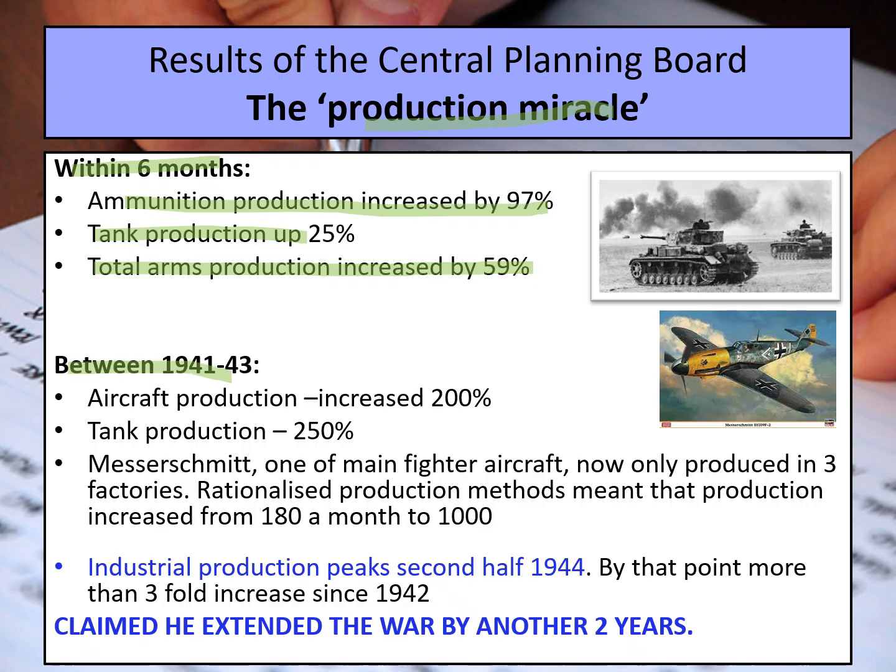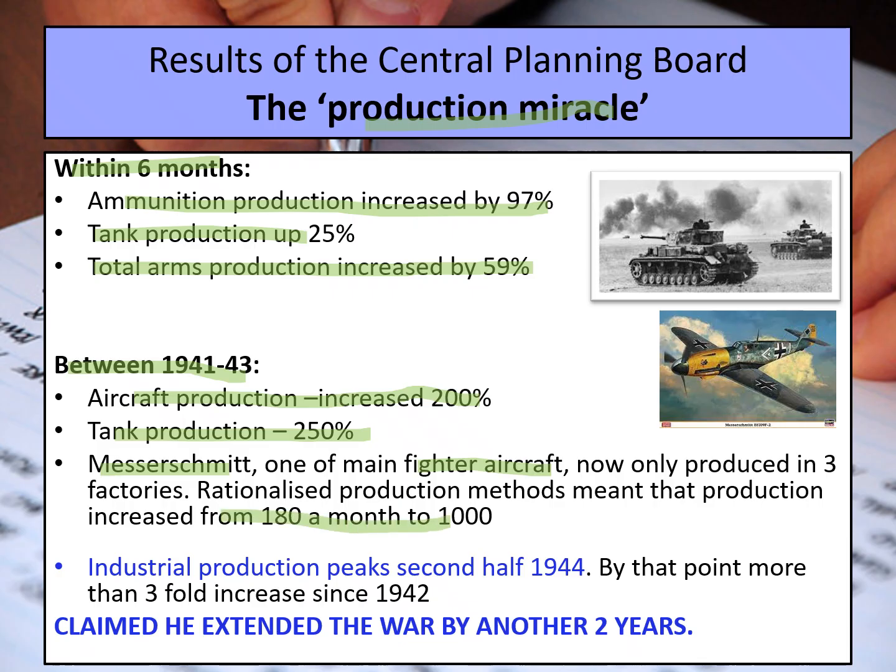If we think generally between 1941 and 1943, aircraft production increased by 200%, tank production by 250%, and we can also see when it comes to their fighter aircraft, the main one being the Messerschmitt, they now only produce those in 3 factories. The fact that they were reducing the amount of factories and becoming specialists in creating those, as well as using mass production techniques, meant that production of these crucial aircraft increased from 180 a month to 1,000.